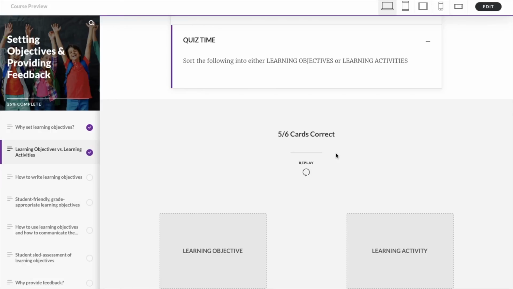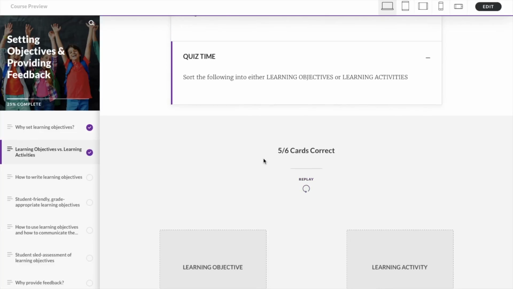So you can see your results at the end of the quiz. I got 5 out of 6 cards correct, and you can always replay and do the quiz again if you would like.